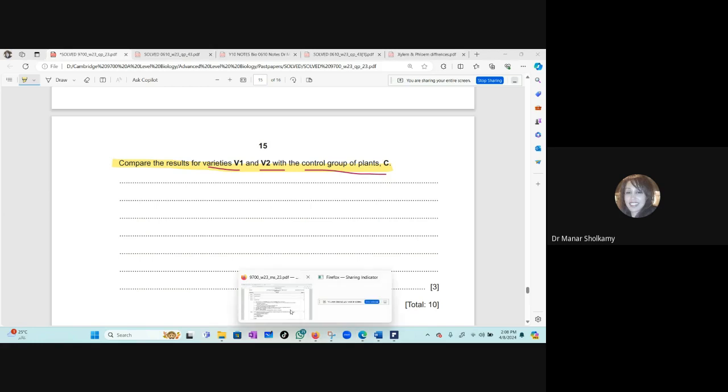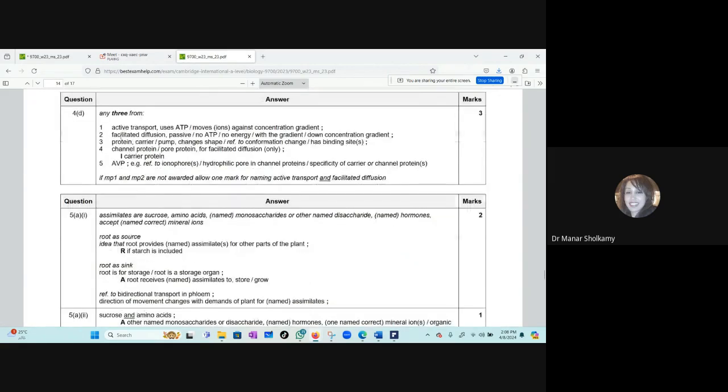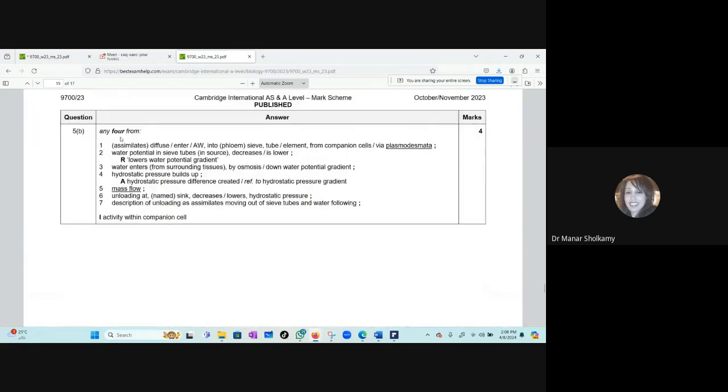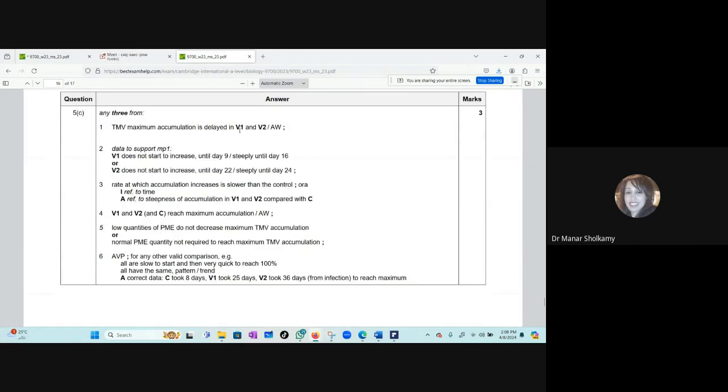Let's just look at the mark scheme. We said this: maximum accumulation is delayed. Yes, we said V1 and V2 will take more time. Data to support the rate at which accumulation increases. V1 and V2 and the control reach the maximum accumulation. Low quantities of enzyme do not decrease maximum accumulation, or the enzyme quantity is not required to reach the maximum accumulation. Any valid point for any valid comparison. You will simply compare and give numbers and take every graph separately and discuss it.